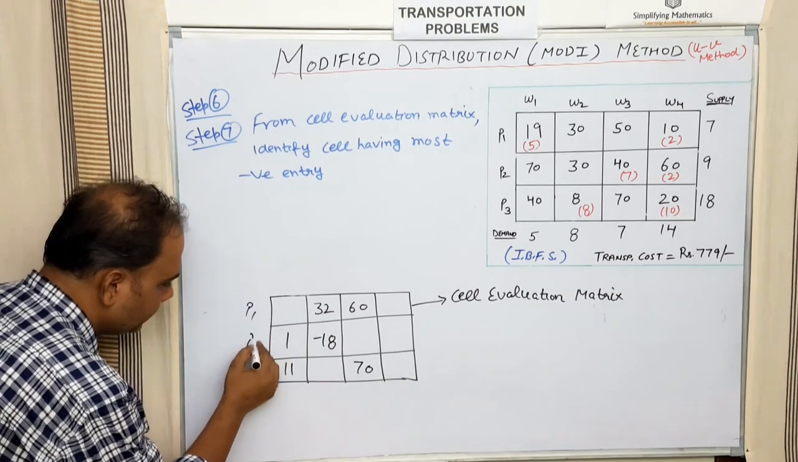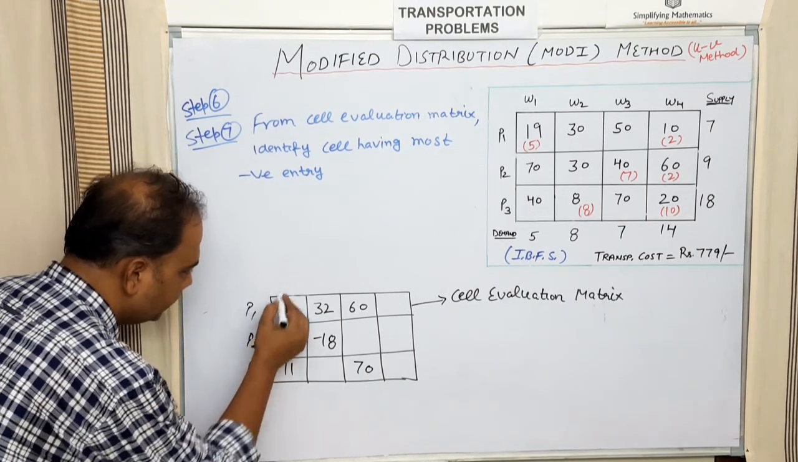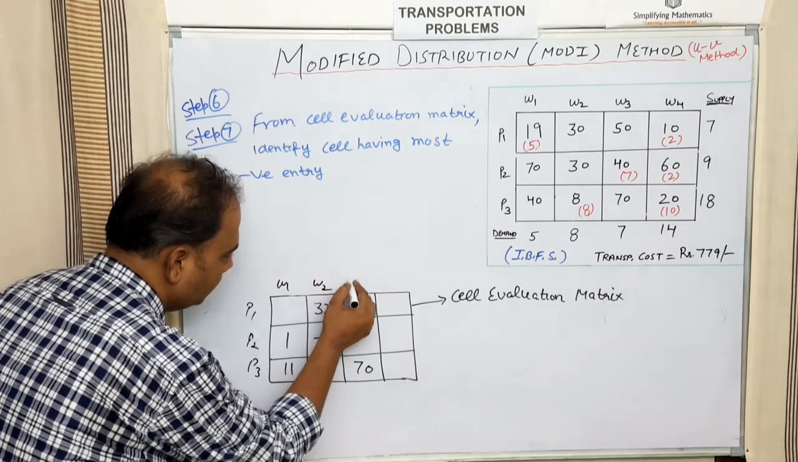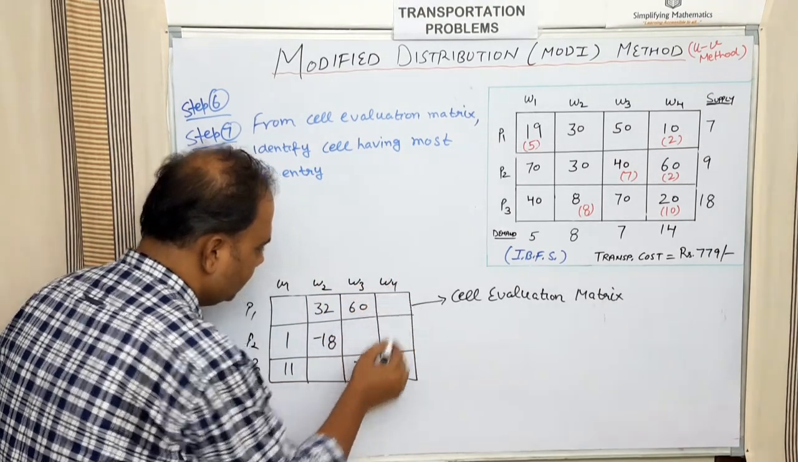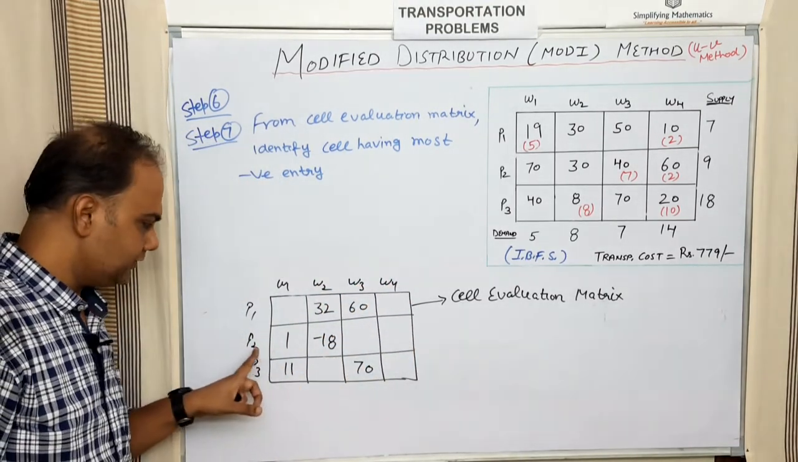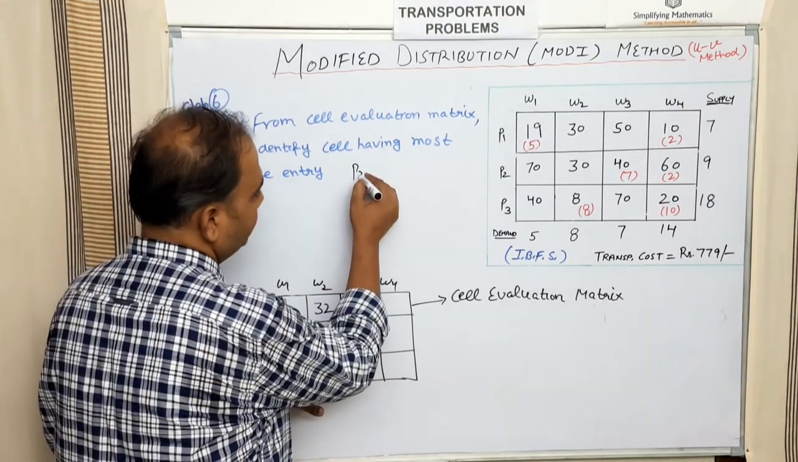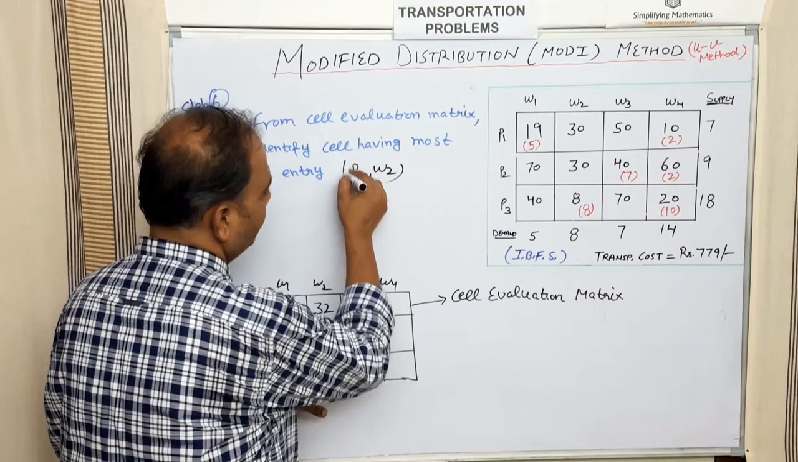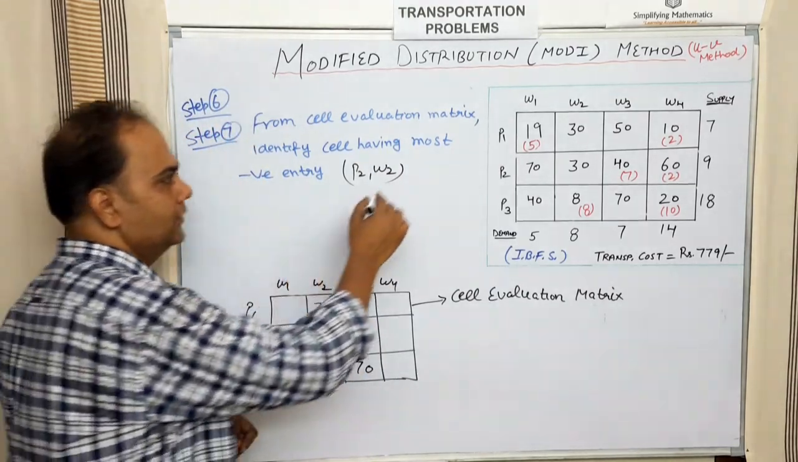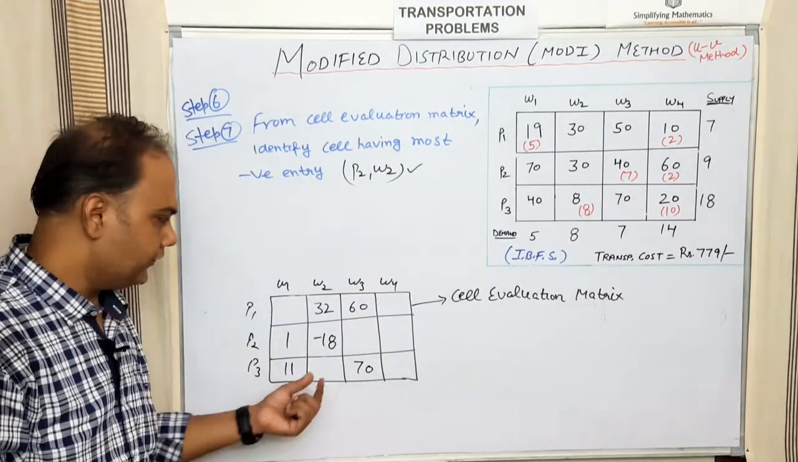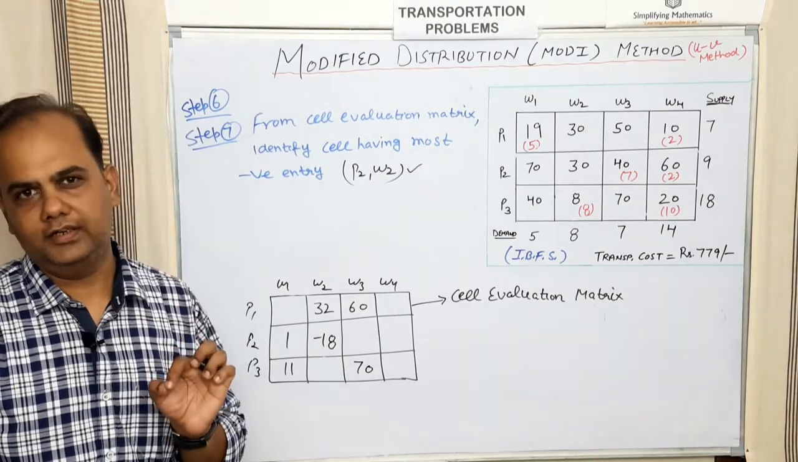So if you name it, this is P1, P2, P3, this is W1, W2. So what is the location of this cell? This is for plant P2, warehouse W2. So the location of the cell is P2, W2. So this is the next step, you have to find the location of the most negative entry.